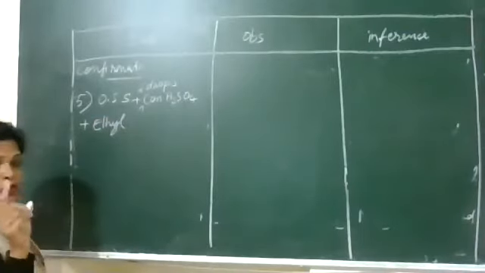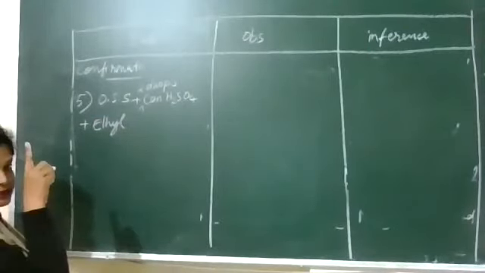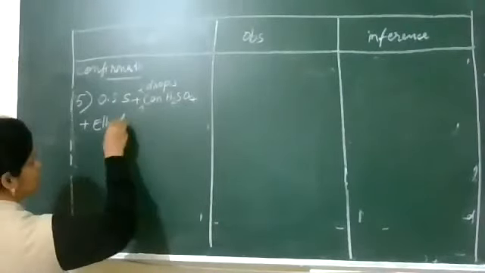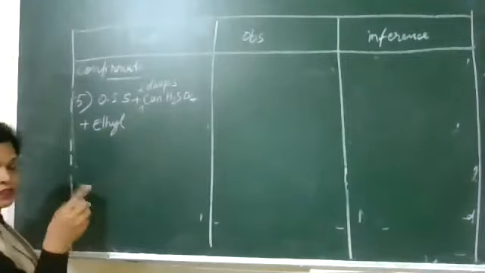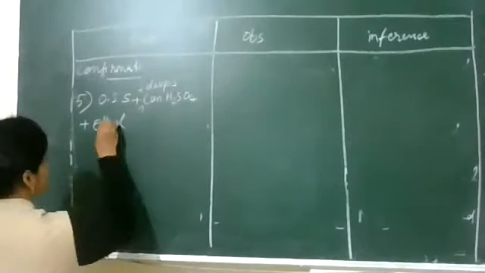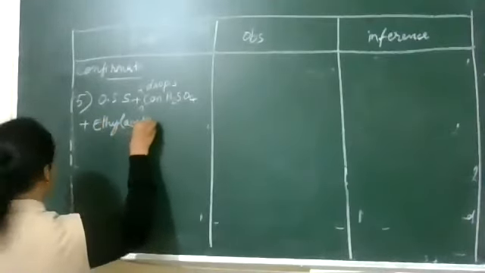You know that alcohol plus that acetic acid, in presence of concentrated H2SO4. Concentrated H2SO4 is a dehydrating agent. It will remove that water and ester will be formed. Ethyl acetate.